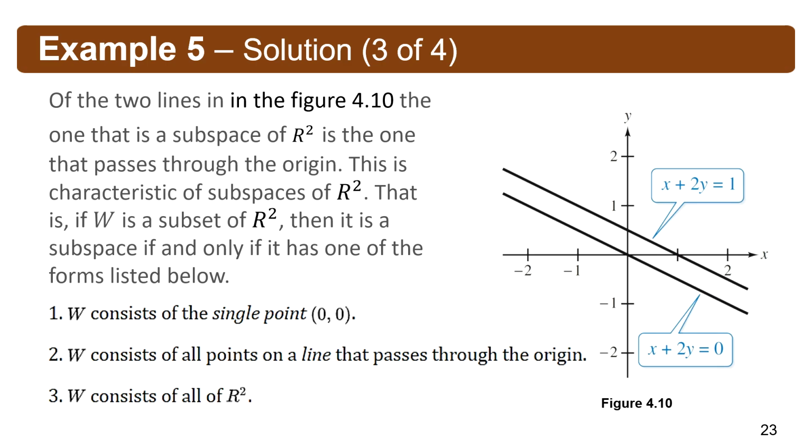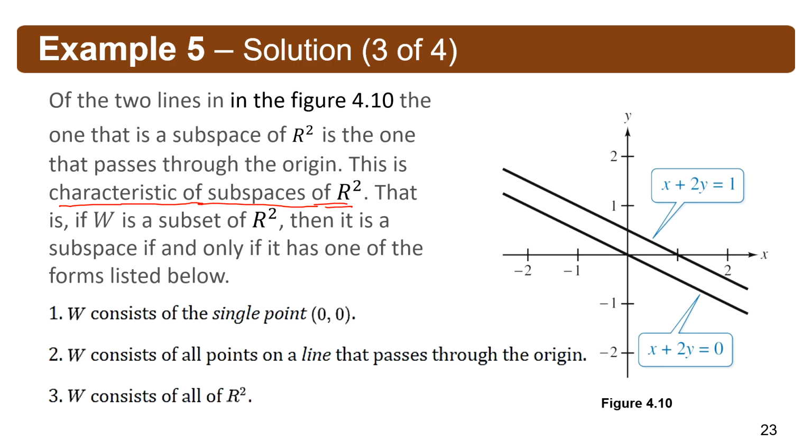Of the two lines given, the one that is a subspace of R squared is the one that passes through the origin. This is what I was telling you previously. This is a characteristic of a subspace of R squared. Remember this. This must be given in the question.